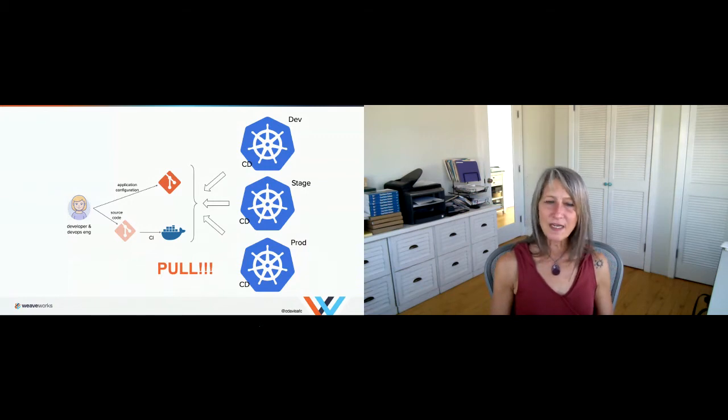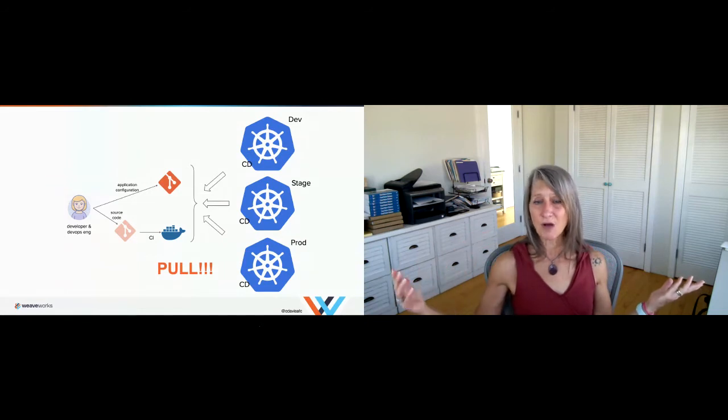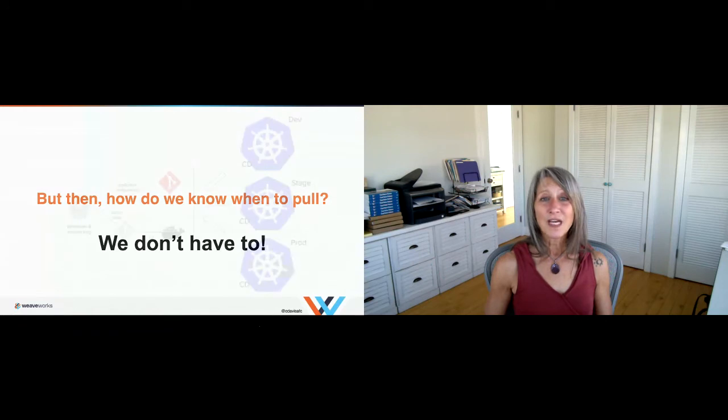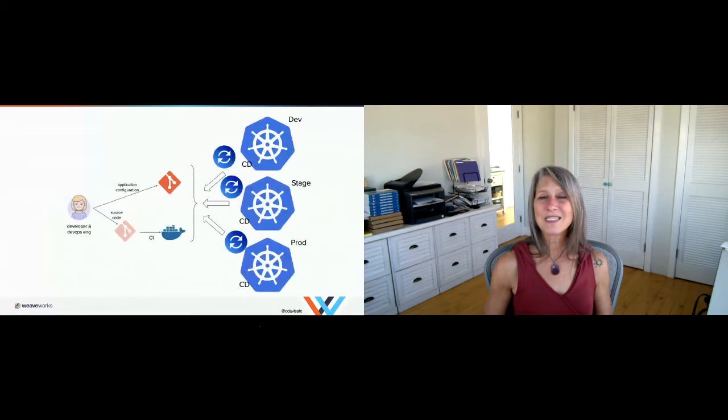But hang on a second. I've got the CI process that's happening on the left-hand side, and I've got this pull model on the right-hand side. How do I then know when to pull? Well, the good news is that you don't have to know when to pull. What we're going to do is we are going to do that pull continuously. And this is a key pattern of GitOps. This reconciliation, this infinite loop that is constantly looking for updates, constantly looking for reconciliation, that is a core pattern.